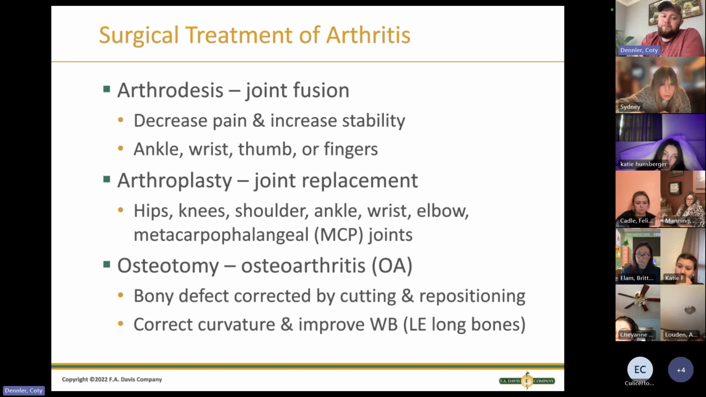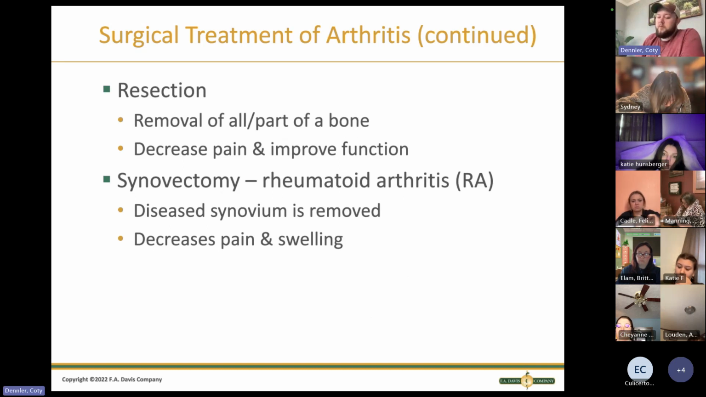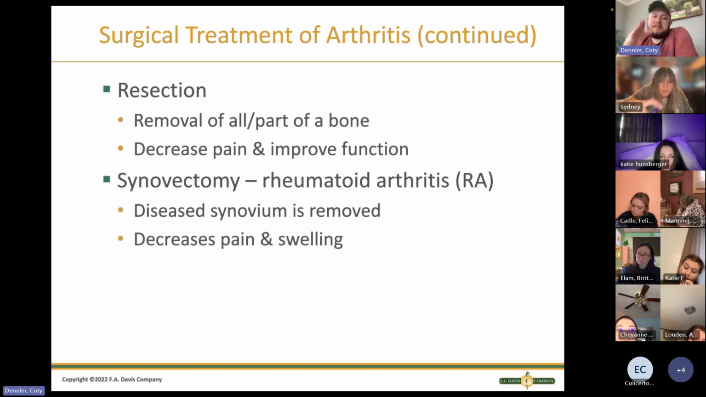We got two more. I'll go back to that in just a second if you guys need it. You have a resection. This is removal of all or part of a bone. So this would be going in and cutting away, if the bone is super sharp and has those bony spurs and stuff from arthritis, they'll cut that out and try to make it smooth again.